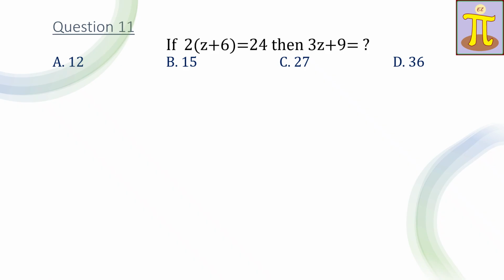Question number 11. If 2z plus 6 equals 24, then 3z plus 9 equals what? So we have 2z plus 6 equals 24. This is a two-step question. First, we have to solve for z. What is z equal to? Then we have to plug it into 3z plus 9 to find the answer.